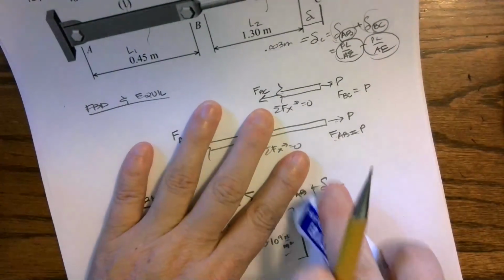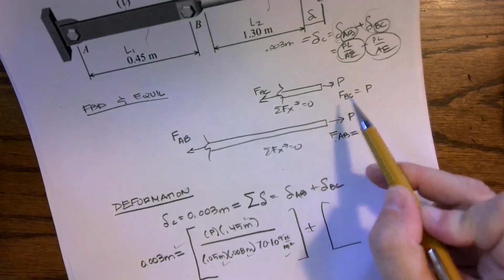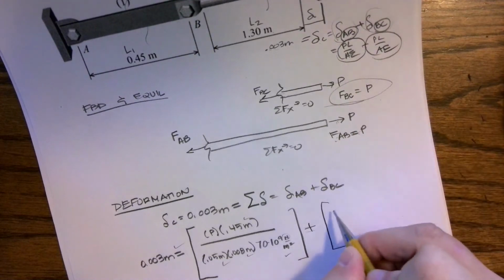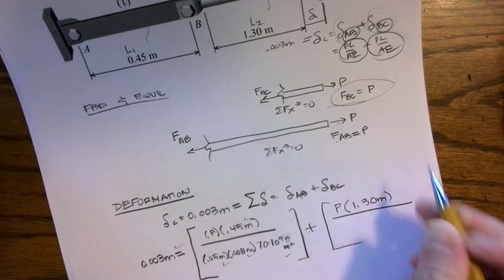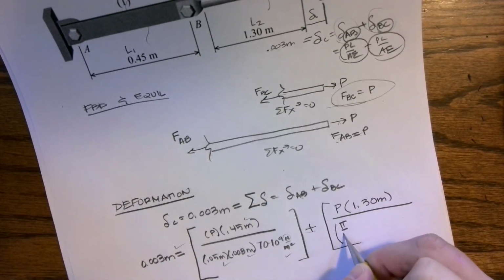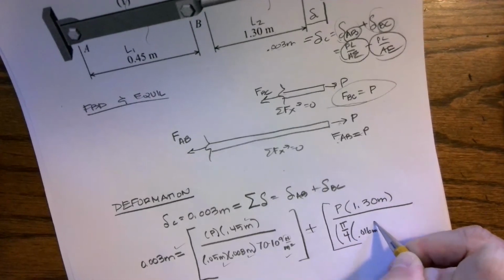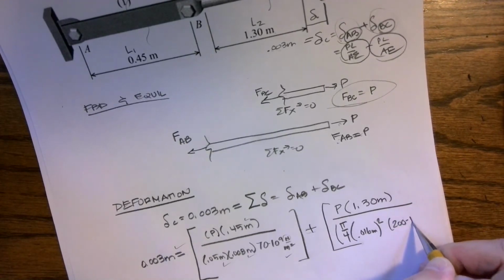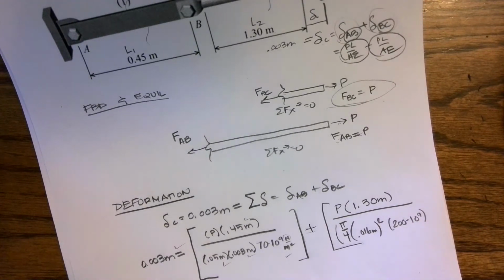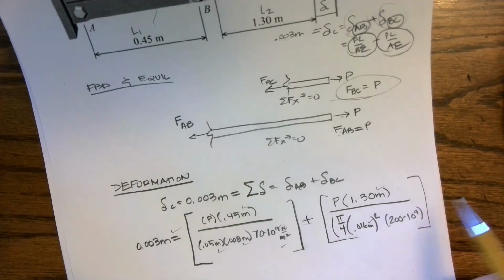Now we need to add B to C. The internal force from B to C is related to P, 1 to 1. So I have P. Its original length is 1.30 meters. It is the cross-sectional area of a circle, so we have pi over 4 times 0.016 meters squared. And then we have a modulus of 200 times 10 to the 9th pascals, newton per meter squared. Everything is in meters and pascals, and my units are working out.